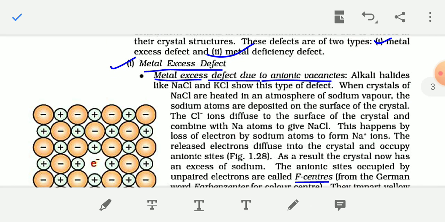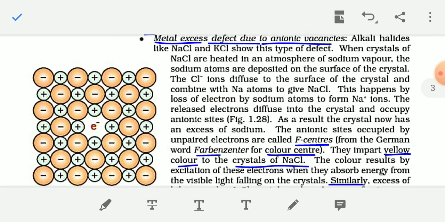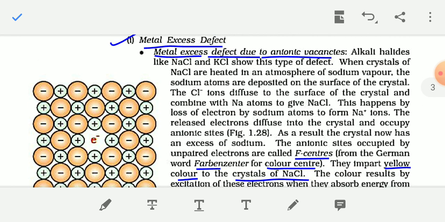Metal excess defect is when excess metal cation is present in the crystal lattice. If excess metal cation is present in the crystal lattice, then it is known as metal excess defect. First see, metal excess defect due to anionic vacancy.